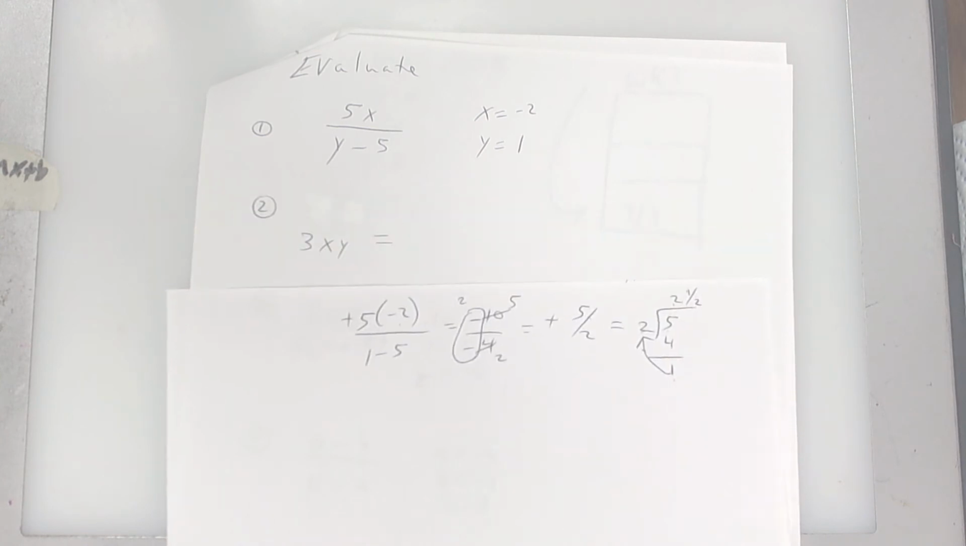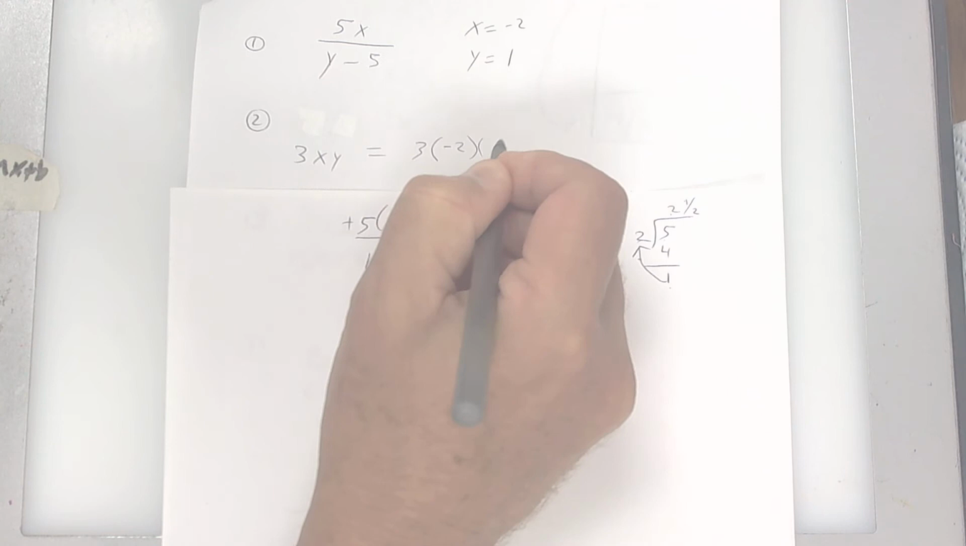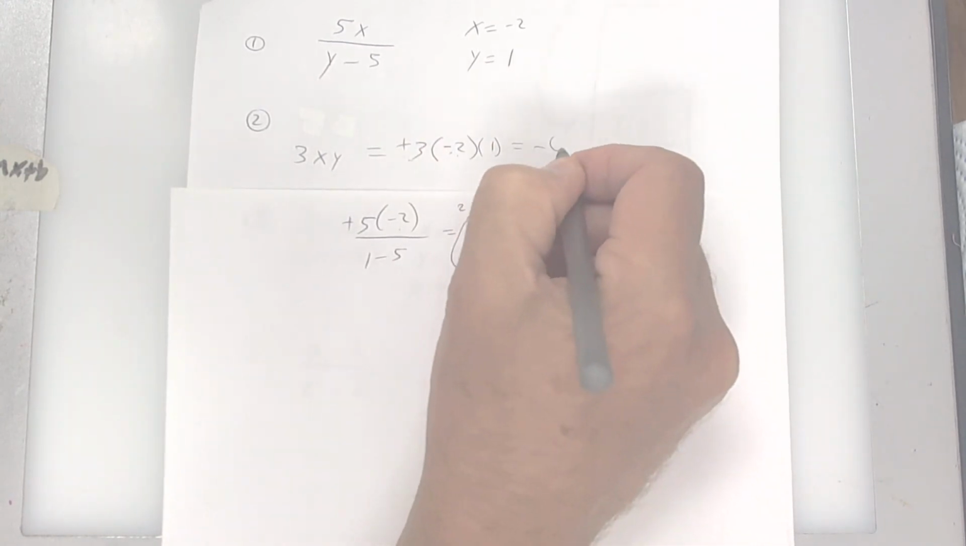Okay, try the next one. When they're written right next to each other, it means times. So this is 3 times x, and then times y. So it's positive times a negative, so negative 6 on that one.